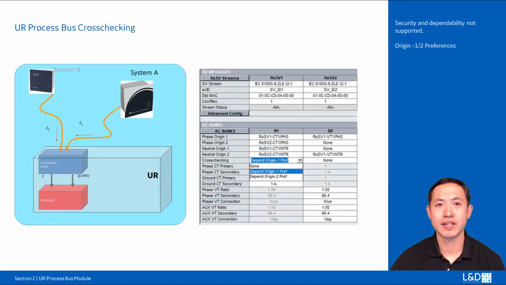In the UR780 sampled values cross-check setup, the old settings of security and dependability are not supported anymore. Instead, depend on origin 1 preferred or origin 2 preferred are used here.